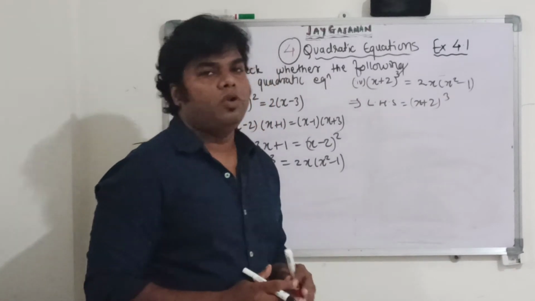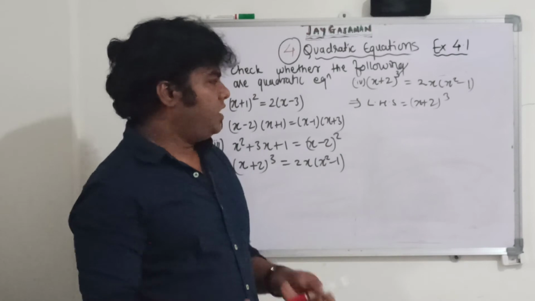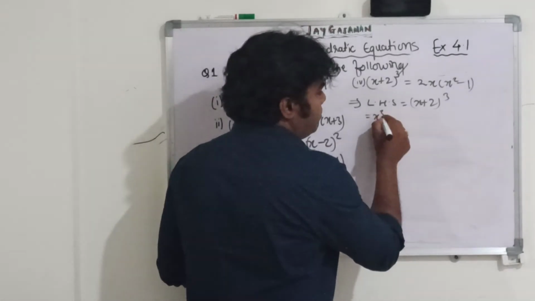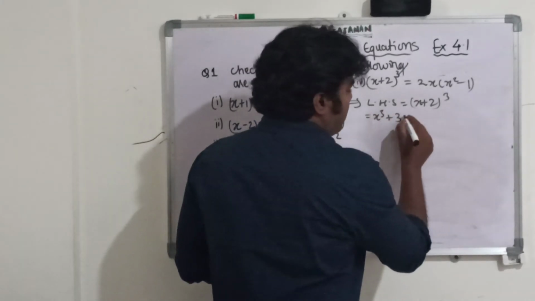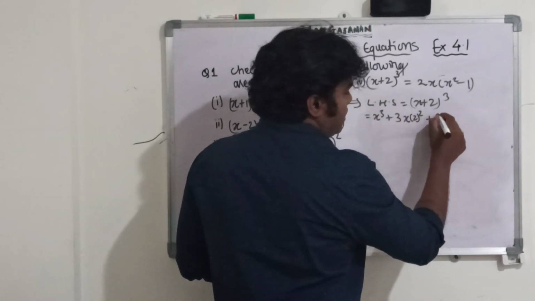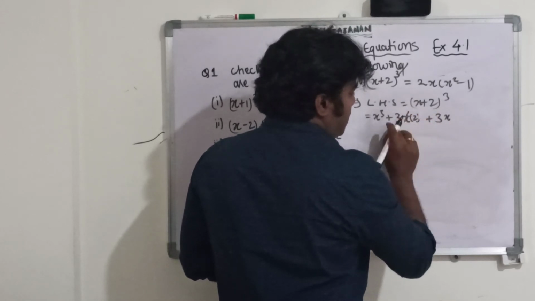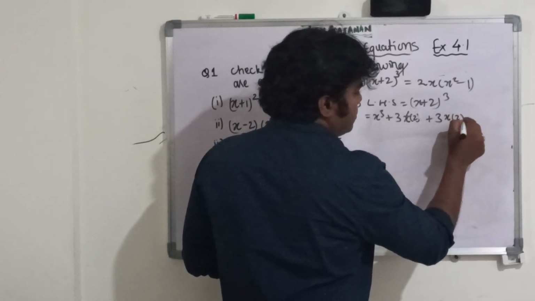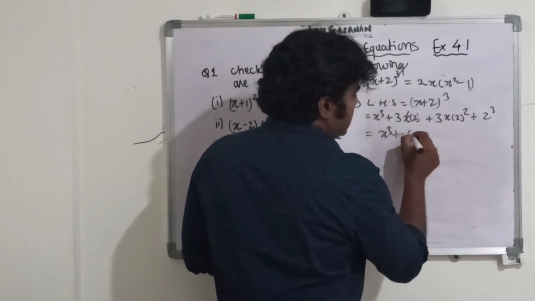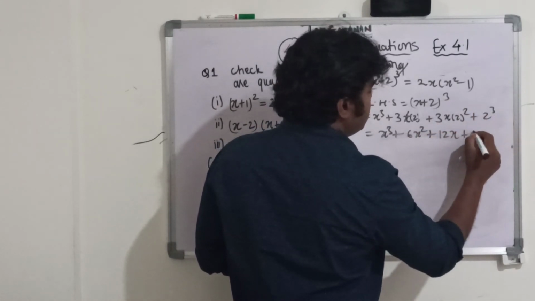What is a plus b whole cube? a cube plus 3a square b plus 3ab square plus b cube. So that is the formula. So x plus 2 whole cube is equals to x cube plus 3x square into 2, 3 into 2 is 6x square, plus 3 into x into 4, 12x, plus 2 cube is 8.